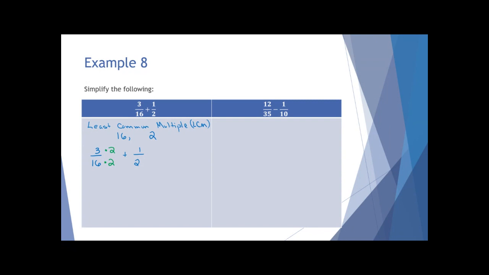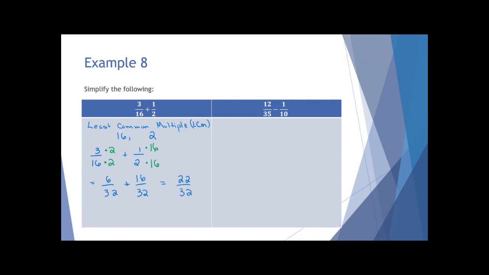Would that be 6 over 32? Yeah, that's going to be 6 over 32 there. Then the 1 over 2, to get to 32, I need to multiply 2 by 16. And so I have to do that on the top and the bottom. So 16 over 32. Yes, so we have 6 over 32 plus 16 over 32. And now they have a common denominator, so now you can add those. 6 plus 16 is 22 over 32.